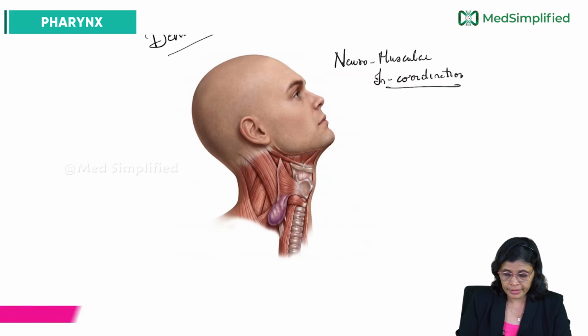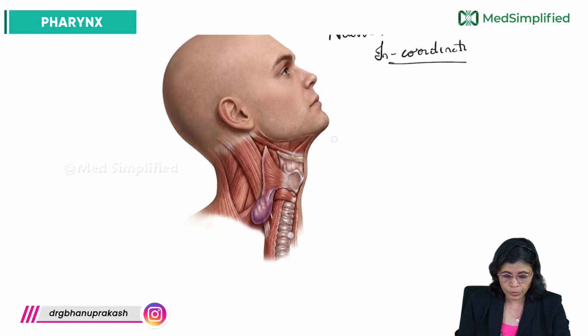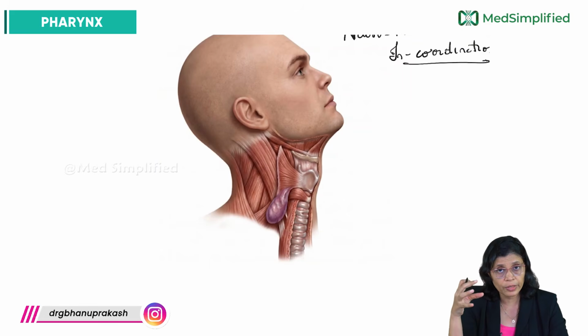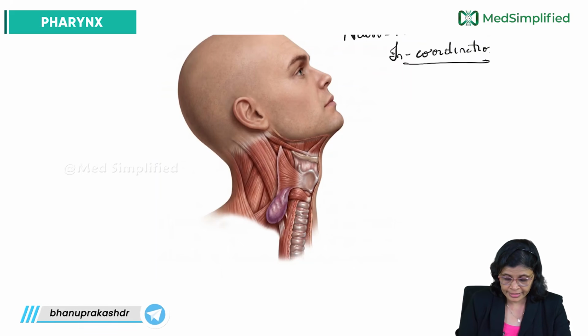So the intrapharyngeal pressure will increase, and the mucous membrane of the pharynx will bulge through the gap between the thyropharyngeus and the cricopharyngeus, through that Killian dehiscence. We see the mucosal membrane bulging, and this we call the Zenker's diverticulum.